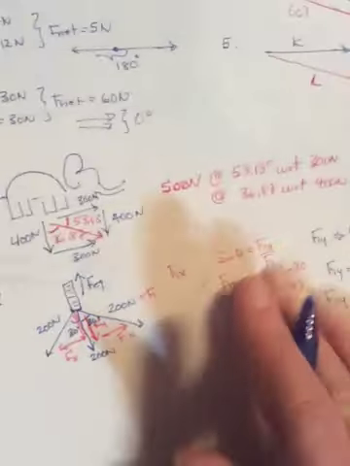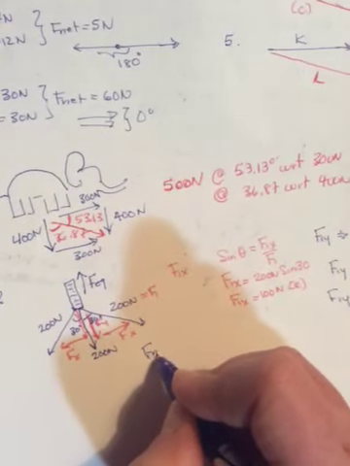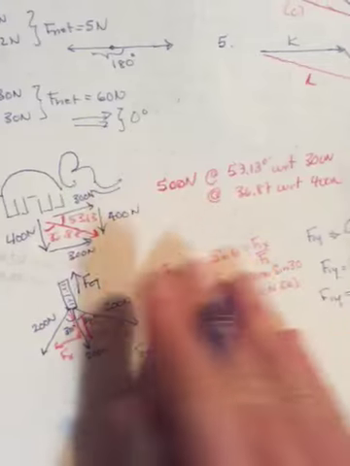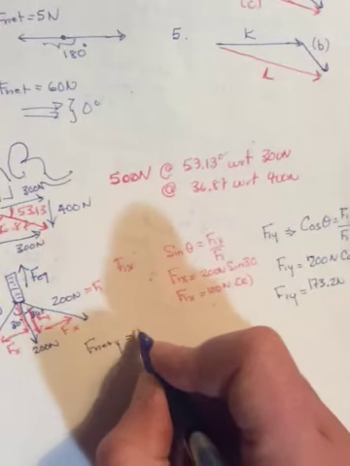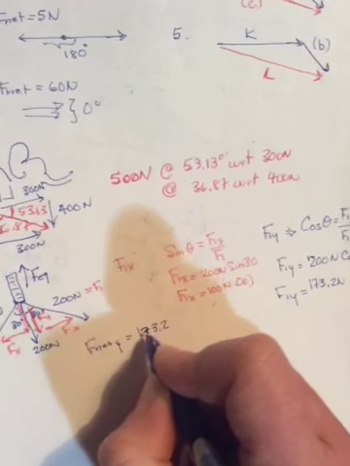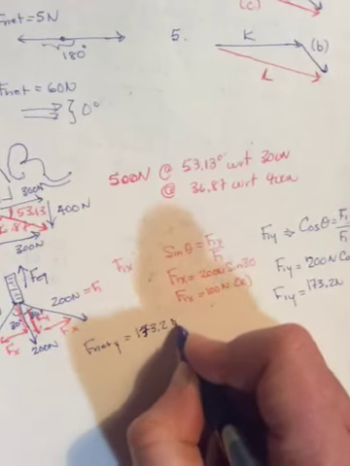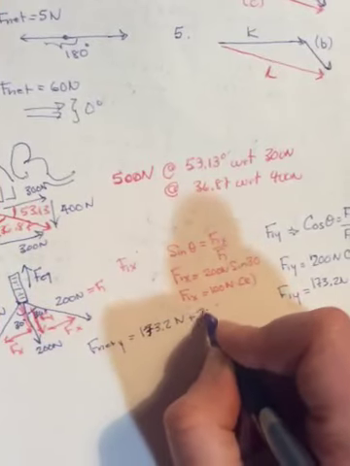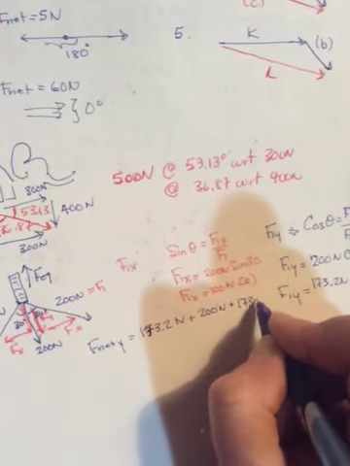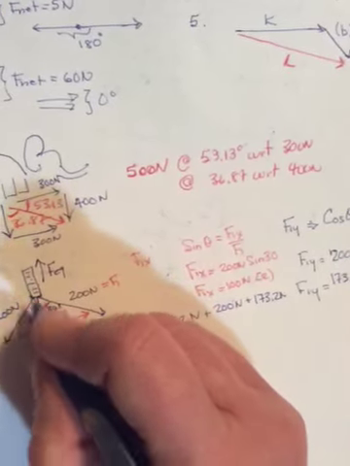And so to get the net force acting down, in the y direction, it would be this 173.2 newtons from F1, plus the 200 newtons from the middle guy because he's acting straight down, plus the 173.2 newtons from the third one.